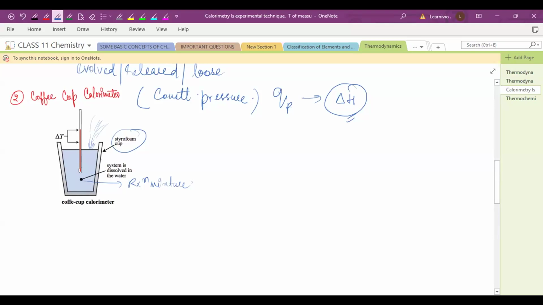Once you dissolve the reaction mixture in the water, what happens? There will be a reaction, and there will be some heat change. Either heat will be lost or heat will be absorbed, or it will be evolved.